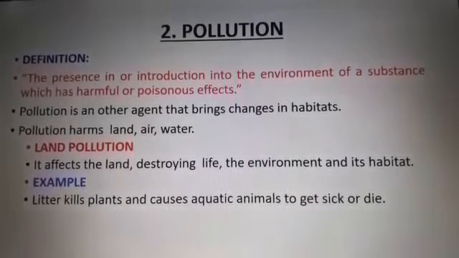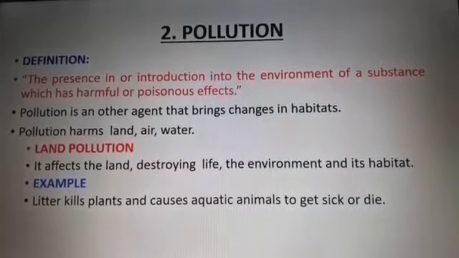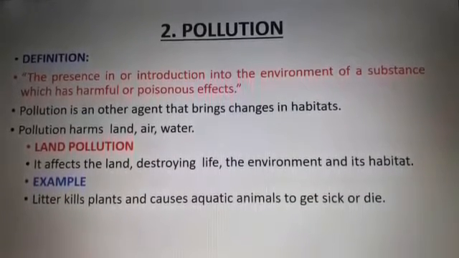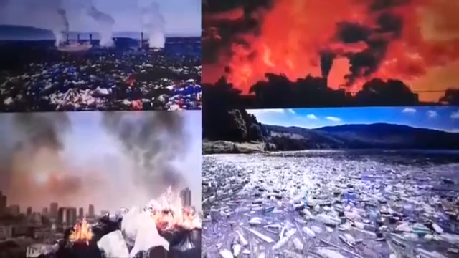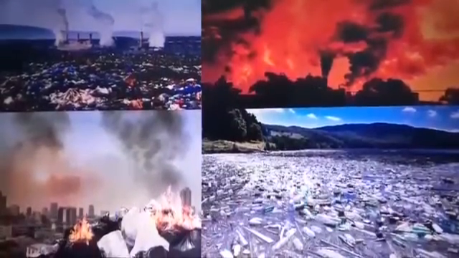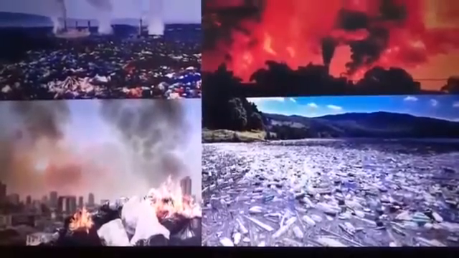An example is when litter is thrown on the ground, it kills the plants, and if it is thrown in the water, it causes aquatic animals to get sick or die. You can see in these pictures that if litter is thrown on the ground or in the water, it will be a source of water pollution. Similarly, factories release smoke directly into the environment.